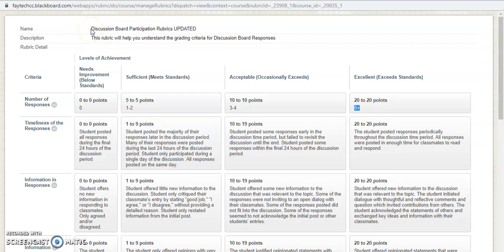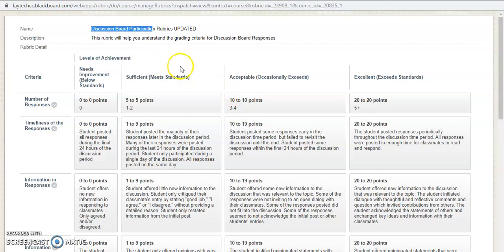In this video, I will be covering the grading criteria for the discussion board participation grade. Remember, your discussion boards are graded in two ways. First, they are graded by your initial post. Initial posts are worth 20% of your entire grade. They are also graded by your participation in responses, which is also worth 20% of your entire grade.